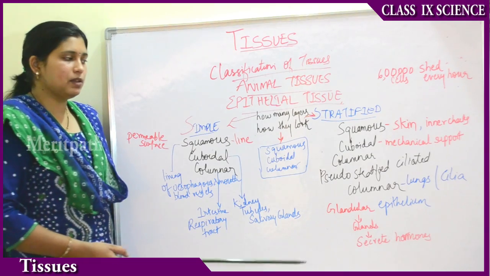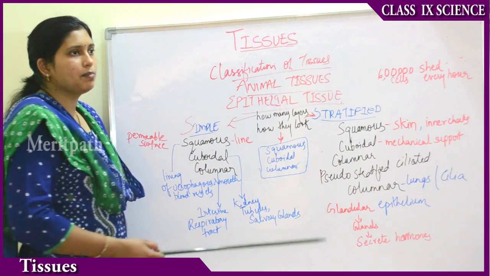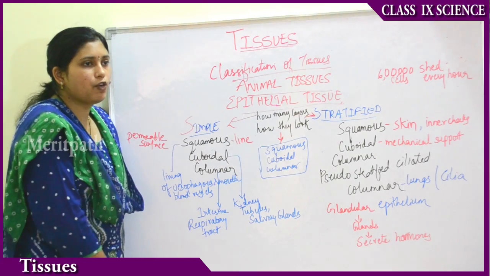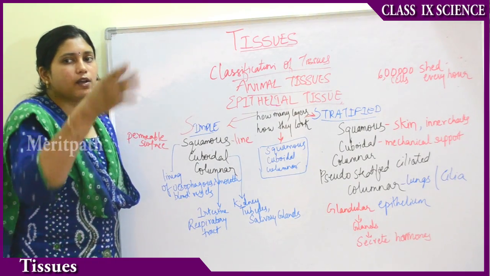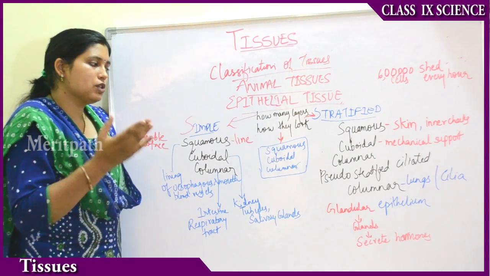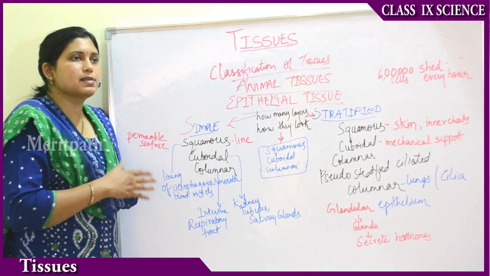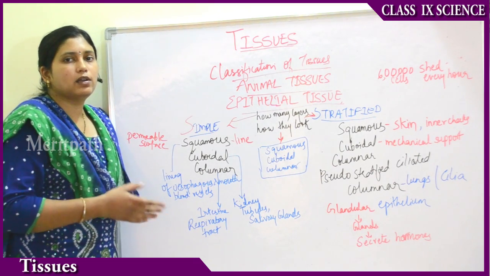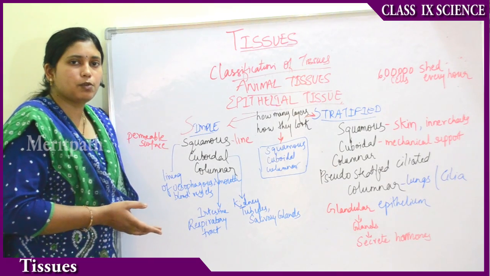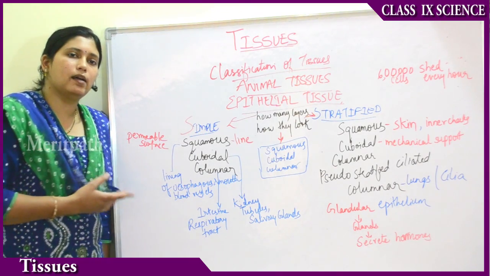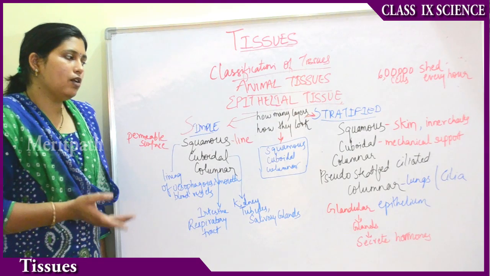Then the last type of epithelium we have is glandular epithelium. Sometimes the epithelium folds and forms an inward covering of an organ. At that time it is called glandular epithelium. Sometimes glandular epithelium in future turns into glands of the body like the pituitary gland, thyroid gland, adrenal gland. So these are all glands of the body.